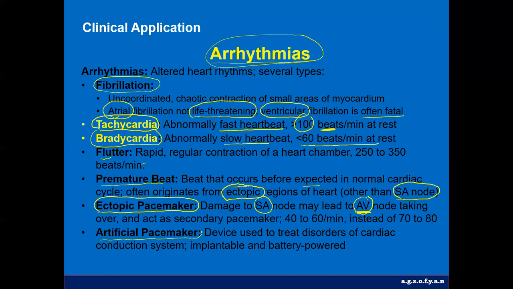Artificial pacemaker, this is when a doctor puts an artificial device to replace the SA node, and this artificial device will be powered by battery. And usually people that carry the artificial pacemaker cannot go to the area that has electrical impulses. Okay, so they have to stay away from area that has electrical impulses because it might cause their battery to stop powering the pacemaker.